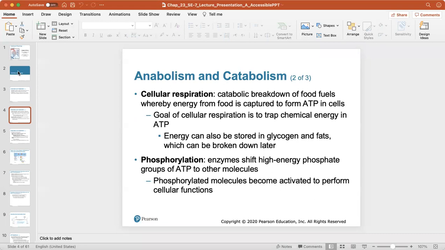smaller pieces. Cellular respiration then is the catabolic breakdown of food fuels, whereby energy from food is captured to form ATP in cells. And the goal of cellular respiration is to trap chemical energy in ATP. Energy can also be stored in glycogen and fats, which can be broken down later. The word phosphorylation has to do with enzymes shifting high energy phosphate groups of ATP to other molecules. So phosphorylated molecules will then become activated to perform a cellular function.